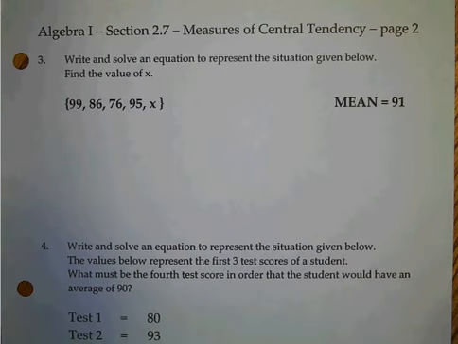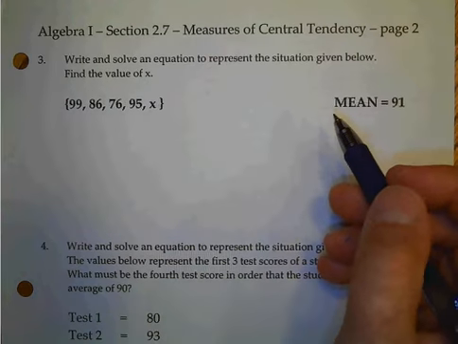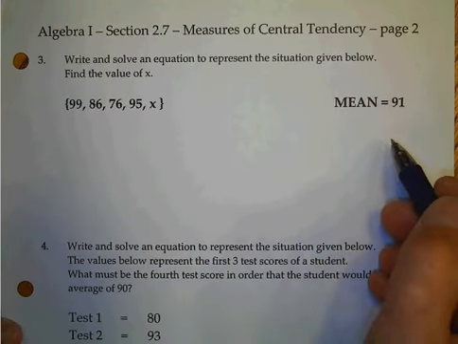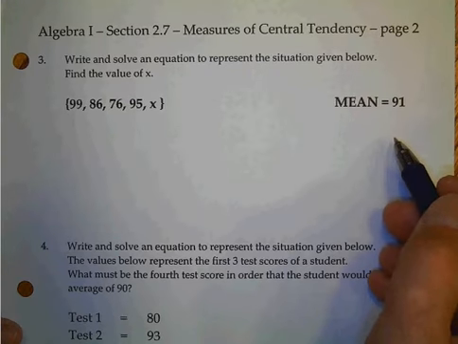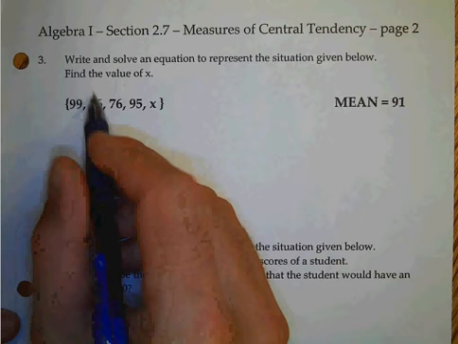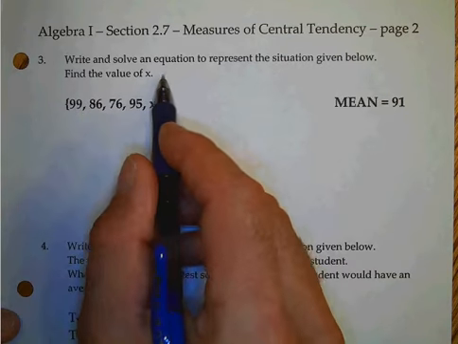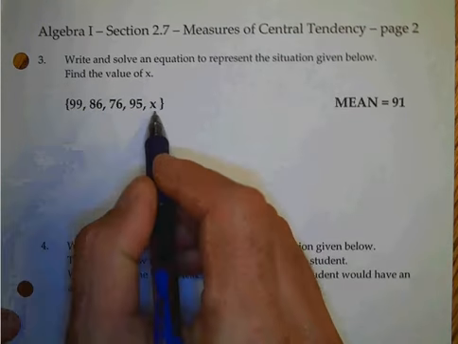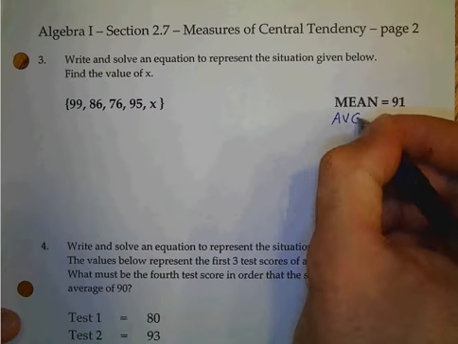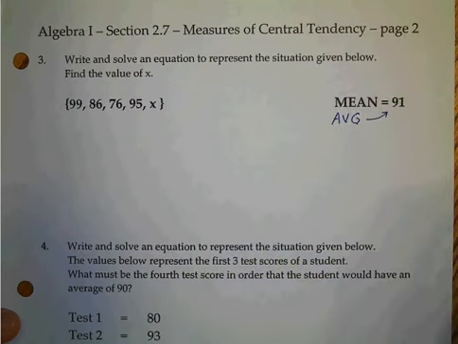As we look at the second page of section 2.7 and we're talking about measures of central tendency, we have a couple different applied problems that I want to walk you through to show you how you would go about solving a problem like this. This first problem asks us to write and solve an equation to represent 5 numbers whose average, remember that's what mean means, is 91.